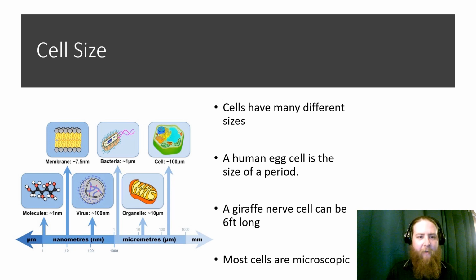But most cells are microscopic, right around this 100 micrometer level here. Organelles, those things inside of cells, are about 10 micrometers. And then we're going to talk a lot about these this chapter. But it's important to note that bacteria are really, really small. They're really, really simple. They're about 1 micrometer. They're about 1/100th the size of a regular animal cell. Or this one's a plant cell here. So really, really small.